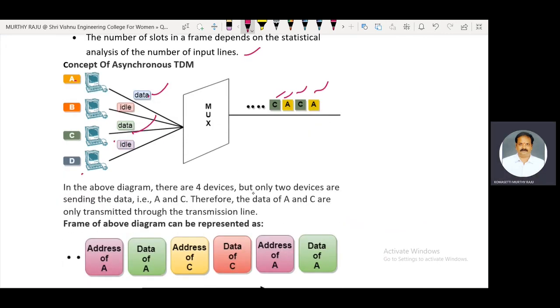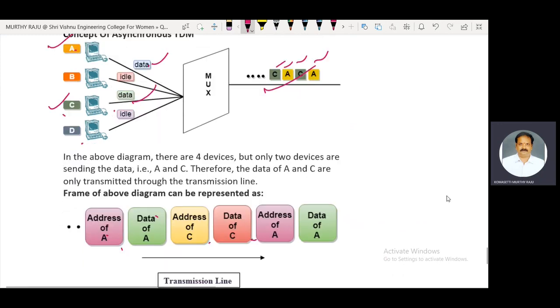In the above diagram, there are 4 devices, but only 2 devices are sending data. The 2 devices are A and C. Therefore, the data of A and C are only transmitted to the transmission line. The frame of the above diagram can be represented as address of A, data of A, address of C, data of C, address of A, and the data of A, like that.